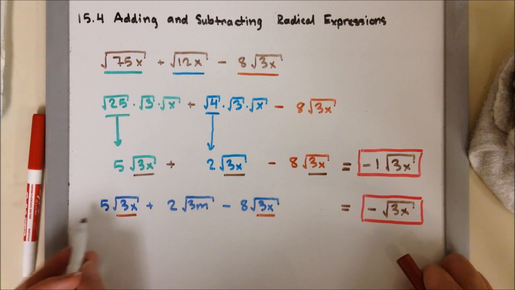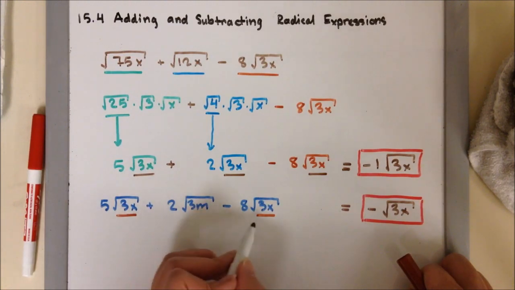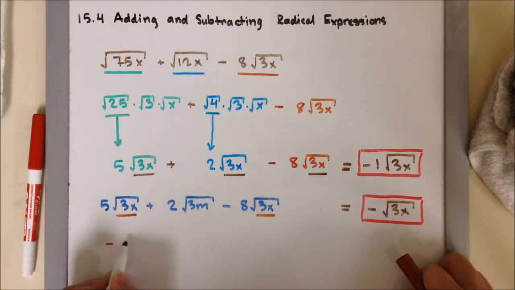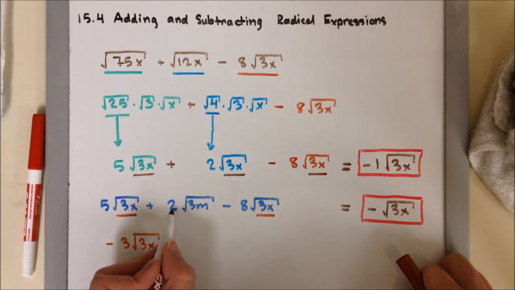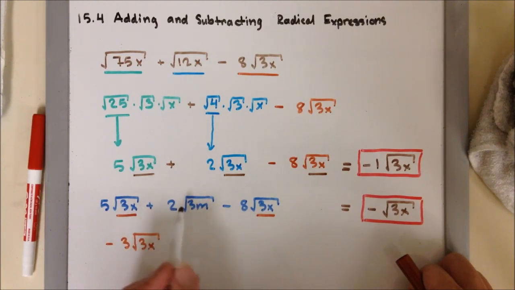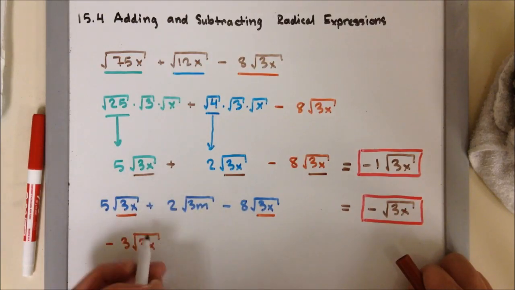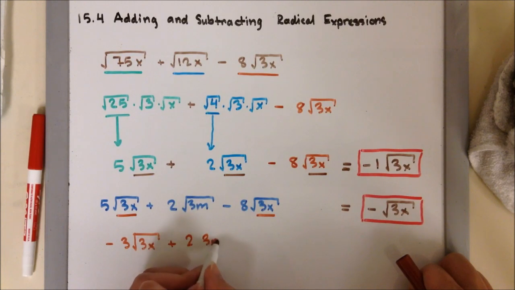So when we combine them, 5 square root of 3x minus 8 square root of 3x will be negative 3 square root of 3x. And then the 2 square root of 3m, we couldn't combine it because we had 3m. Even though we have the same number, it still has to be exactly the same expression. So since 3m is not the same as 3x, we don't combine this with any of the radical expressions, so I'm just going to bring it down, plus 2 square root of 3m.